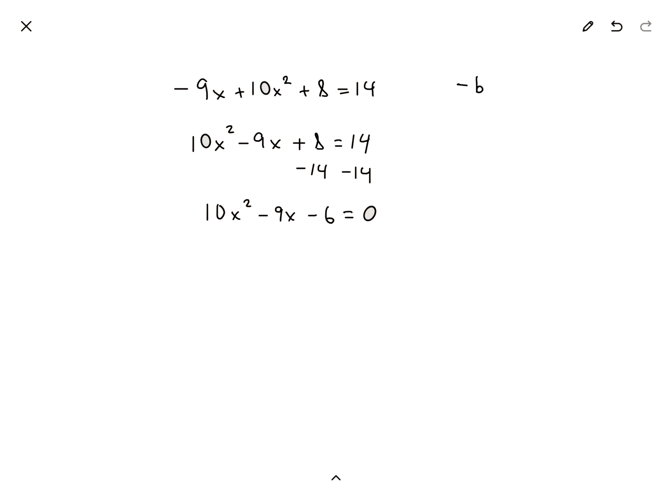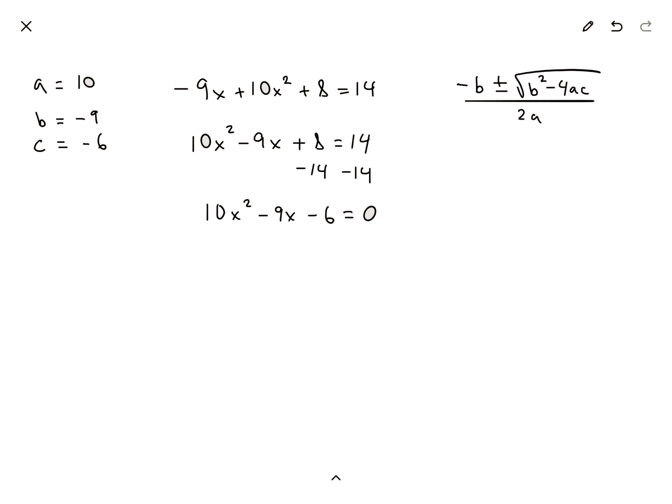So the quadratic formula is negative b plus or minus the square root of b squared minus 4ac, over 2a. And remember a, b, and c. Now that it's in standard form, I can easily see what a, b, and c are. A is 10, b is negative 9, and c is negative 6.